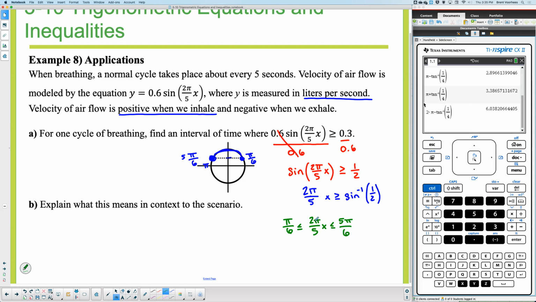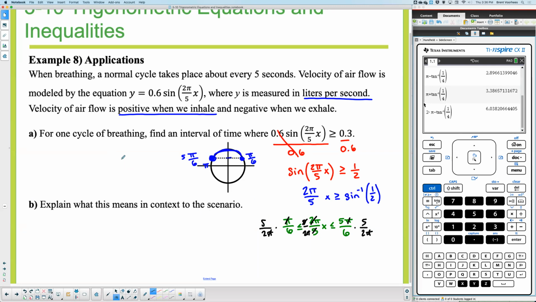And so to solve this, I'm just going to do the opposite. I'm going to multiply by the reciprocal on all three of these. So imagine distributing through the reciprocal of 2 pi over 5, which is 5 over 2 pi. That's what I'm going to multiply here. Here, I'm going to multiply the same thing, 5 over 2 pi, and in the center here as well, 5 over 2 pi. Now, these cancel out. Over here, the pi's cancel out. And over here, the pi's cancel out. And so I now get my interval.